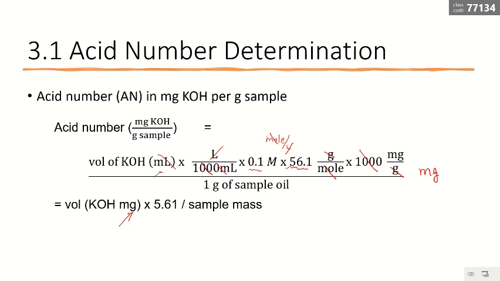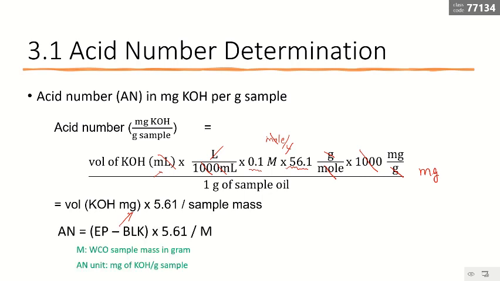If we are going to clean it up a little bit more, the volume difference, which is the endpoint minus the blank here in milliliters, just times 5.61 and divide by its mass. For example, if it is just 1 gram of oil sample, we do not need to convert it, or we can say we divide by 1, still the same thing. That is the assay number of this oil sample. I pause here for a few seconds.